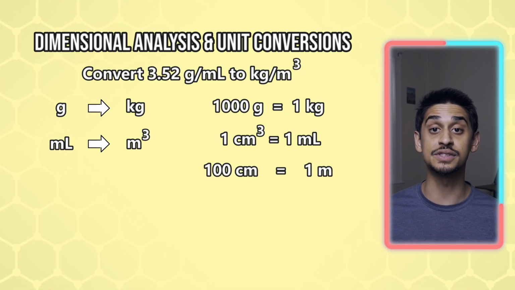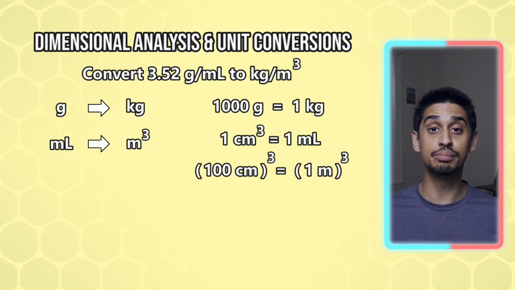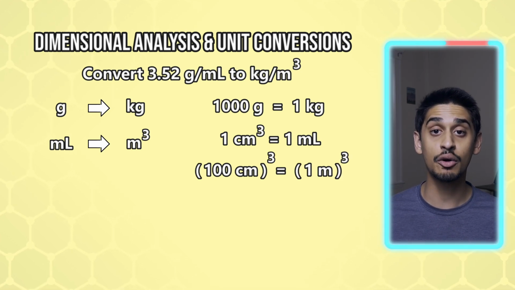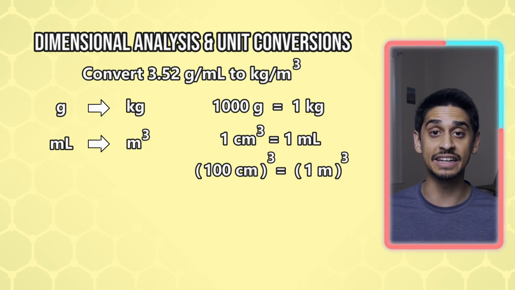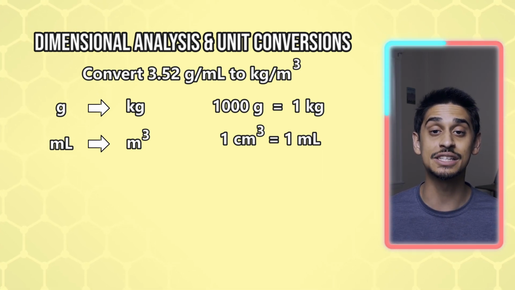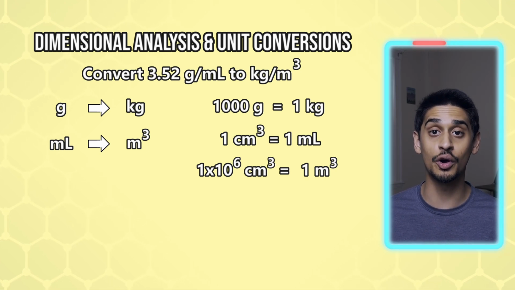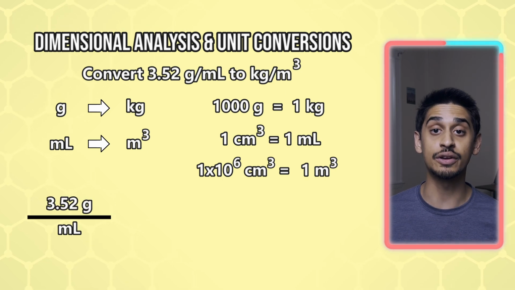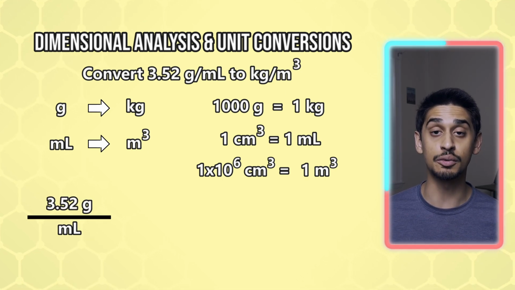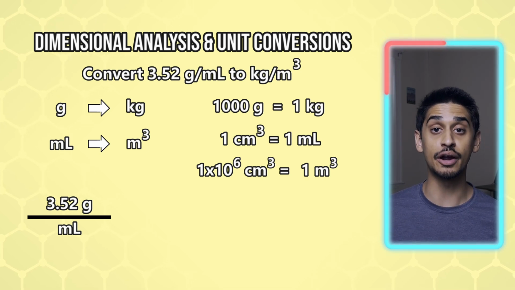But hold on, we need to go from centimeters cubed to meters cubed, right? So we need to cube both sides of our expression. Because of the power of a product rule of exponents, both the units and the numbers get cubed in this case. Therefore, we get the expression 1 times 10 to the 6 centimeters cubed equals 1 meter cubed. Second, we'll write out the initial quantity we have, which is 3.52 grams in the numerator, and milliliter in the denominator.